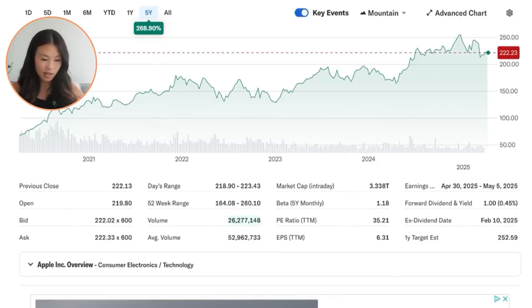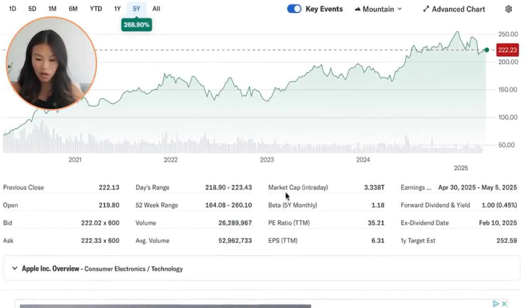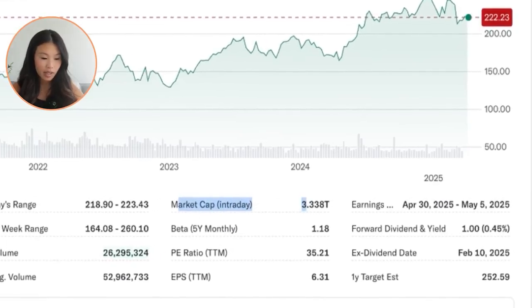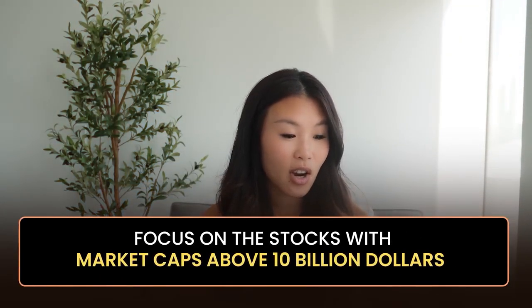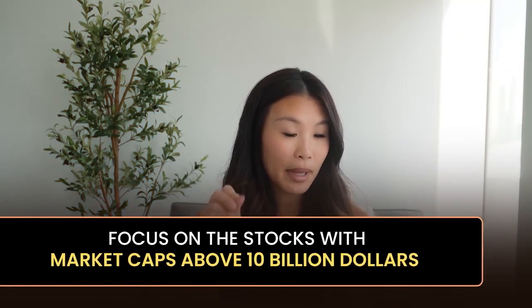The first thing to pay attention to is something called the market cap or market capitalization. This just means the total value of the company, or simply put, how big the company is. A higher market cap usually means the company is stable and well established. For beginners, it's usually safer to pick larger companies with market caps above 10 billion, or we call those blue chip stocks. So there you have another pro tip. Remember, focus on stocks with market caps above 10 billion.